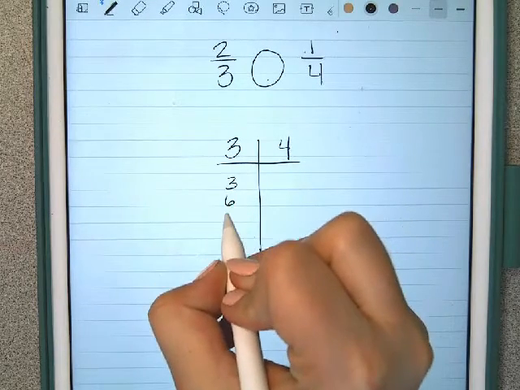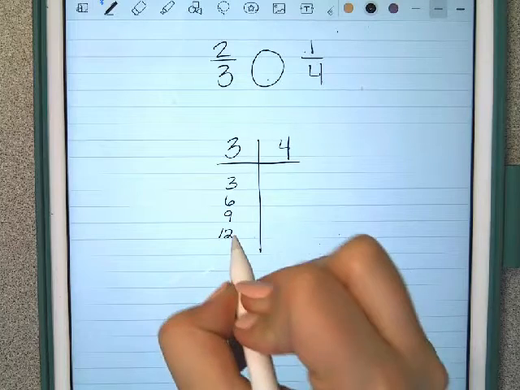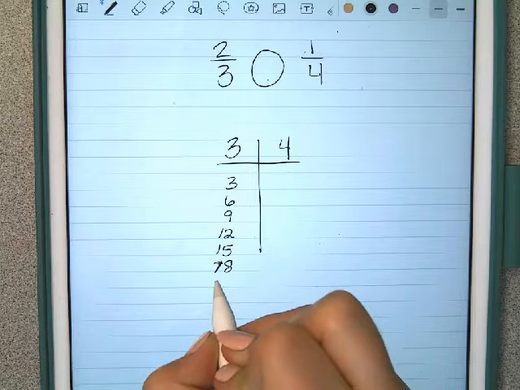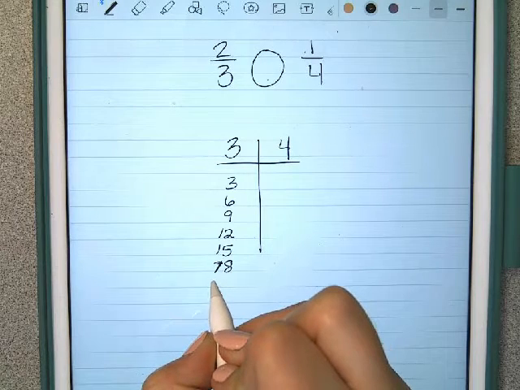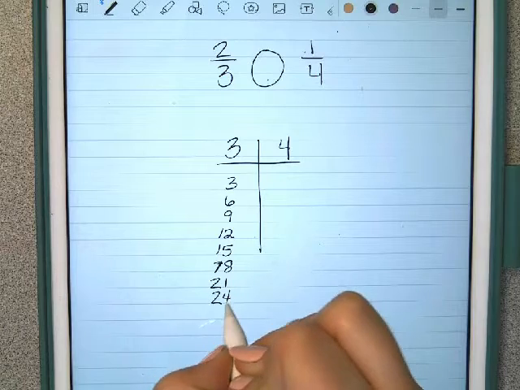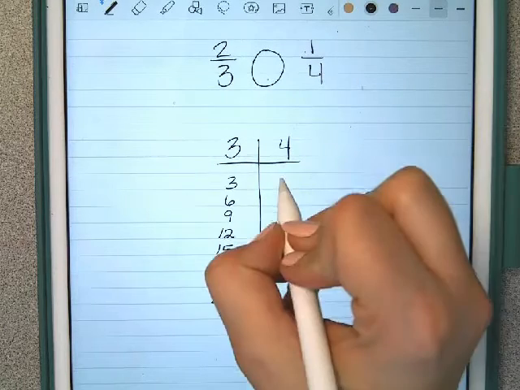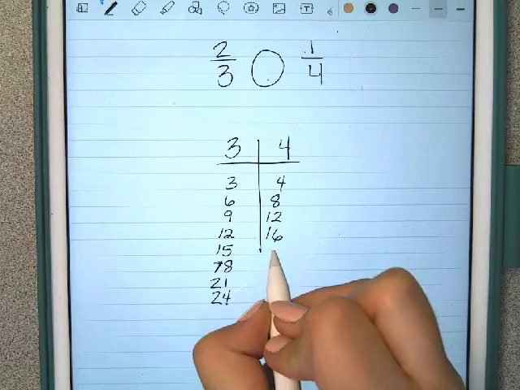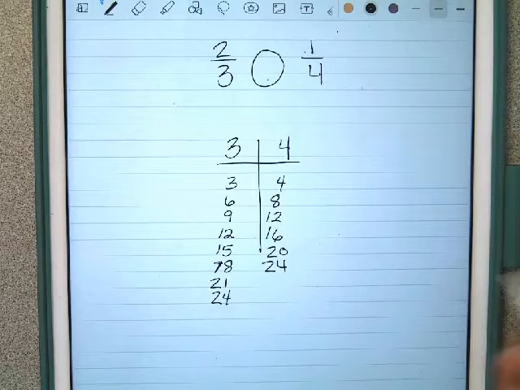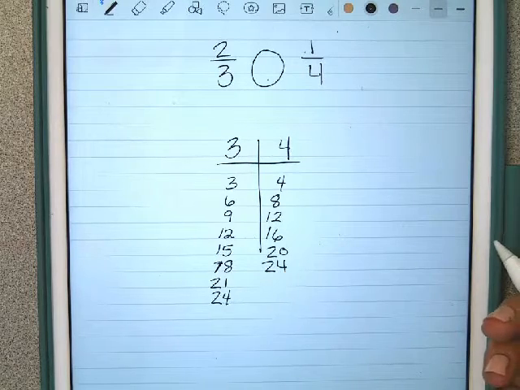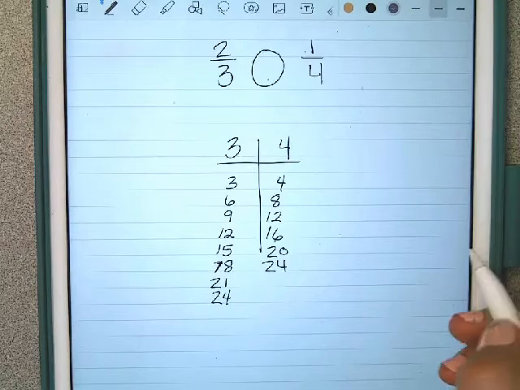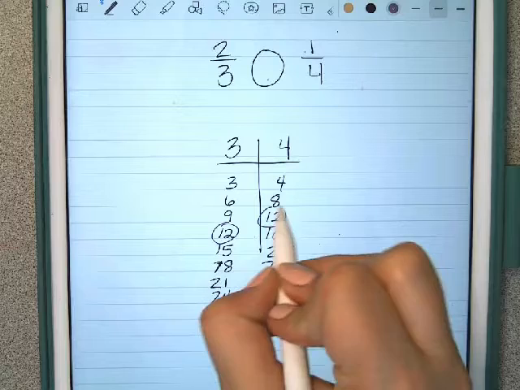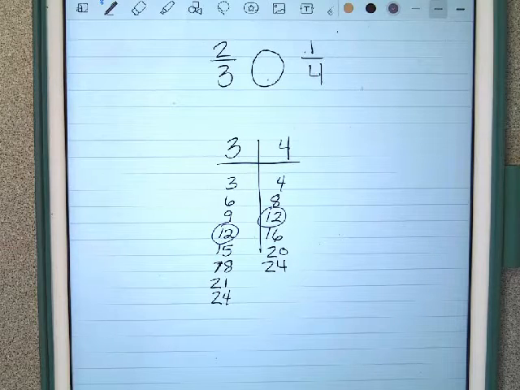3, 6, 9, 12, 15, 18, 21, 24. And then do my 4s. 4, 8, 12, 16, 20, 24. Now I could continue. However, I'm going to stop right here because I'm going to look for the smallest one they have in common. 12 is going to be the smallest one they have in common.